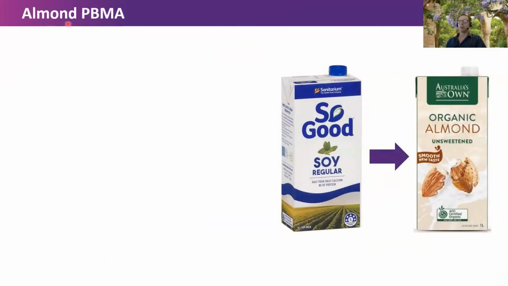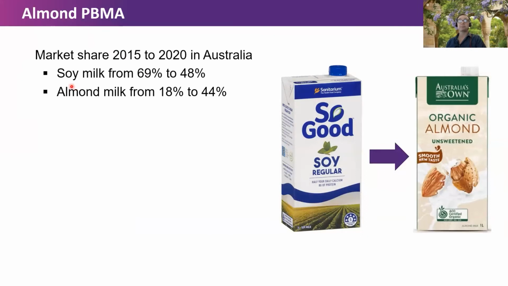We were interested in starting this project. We wanted to look at plant-based fermentations. We needed to find a model system, and we ended up choosing almond to start the project with, because almonds are a big deal in Australia. The market share for milks in Australia between 2015 and 2020: soy milk has reduced its market share from 69 to 48%, whereas almond milk has increased from 18% to 44% of these plant-based milks.